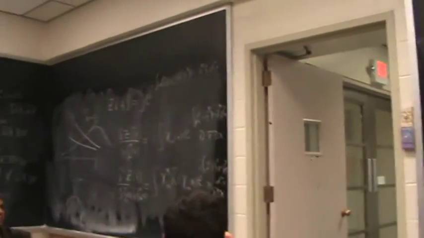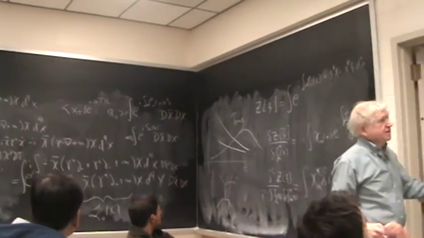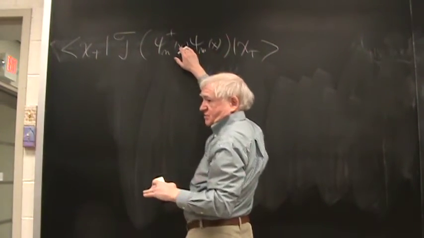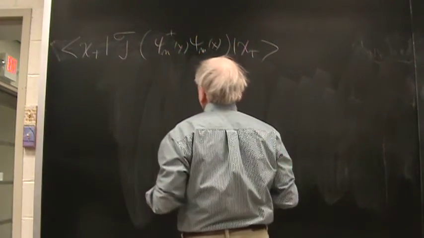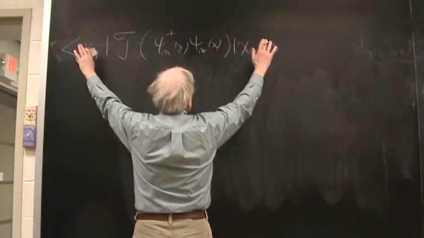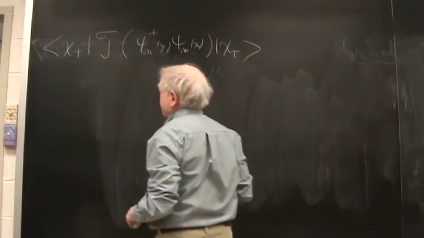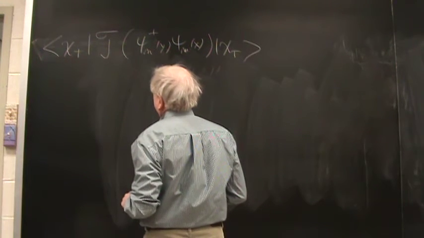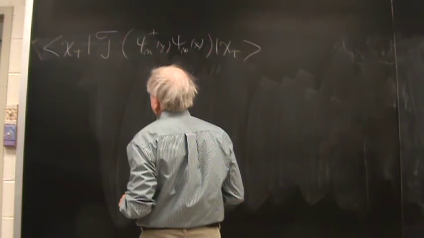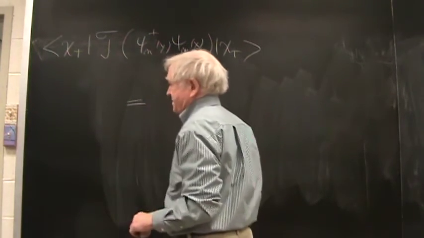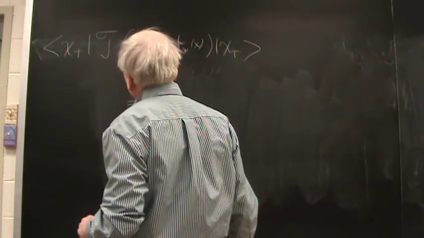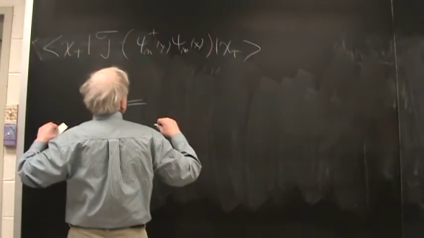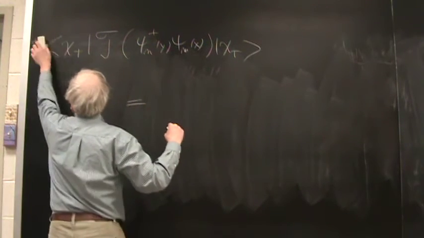Now the main work of this e to the minus 2i t h0 is to take these fields, which are defined at zero, and make them defined at whatever the time is associated with y and x. And then there's a factor of e to the minus i. Well, if we insert... all right, I'm leaving out lots of steps, and one needs to put in the vacuum state and so forth. In fact, what I should do is let me have the vacuum state.